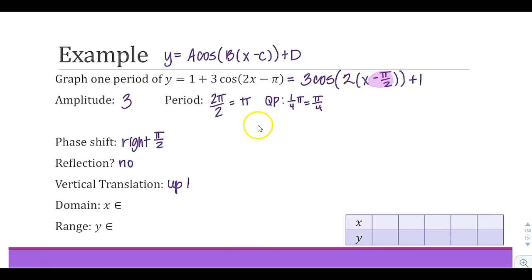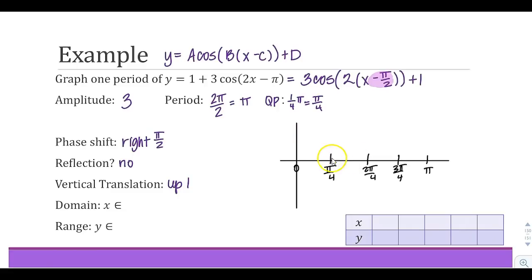So what I'm going to do is start this in a traditional way, but then kind of stop and think about another method. So if I think about this in a traditional way, I would start by marking my 0 value, the end of my period is pi, and labeling this quarter period values pi over 4, 2 pi over 4, 3 pi over 4.